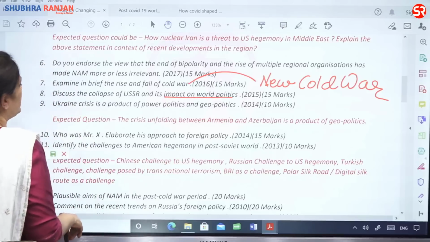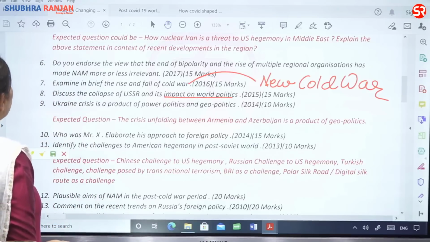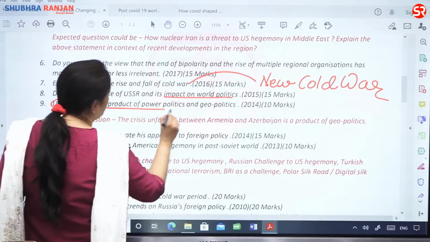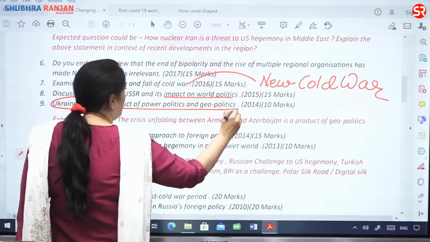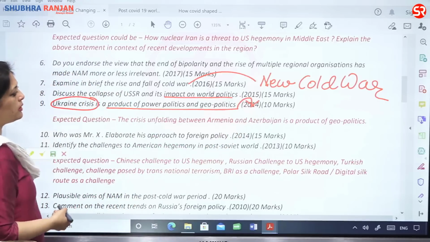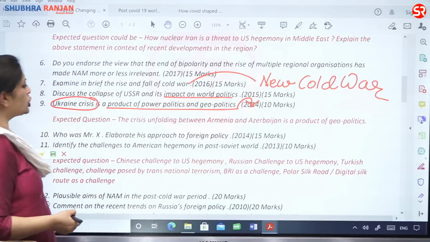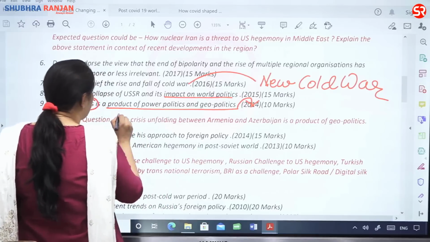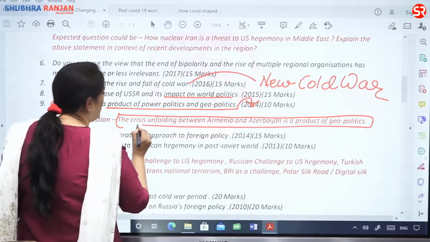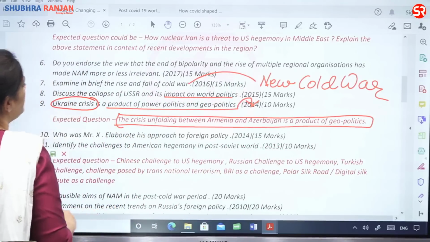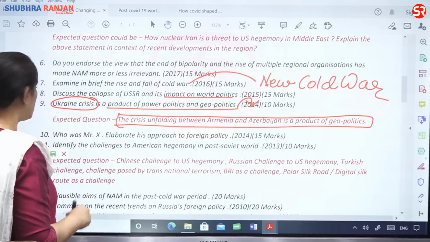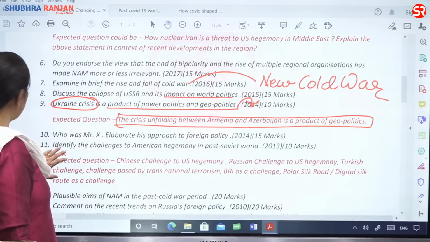Now in 2014, there was a question on Ukraine crisis as a product of power politics and geopolitics. Because in 2014, this was in news because of annexation of Crimea. So now this question can be an expected question, that the crisis unfolding between Armenia and Azerbaijan is a product of geopolitics. So we'll try this question.